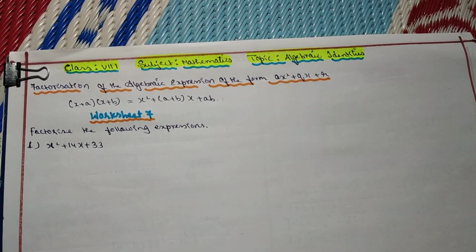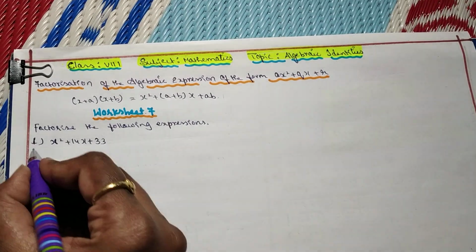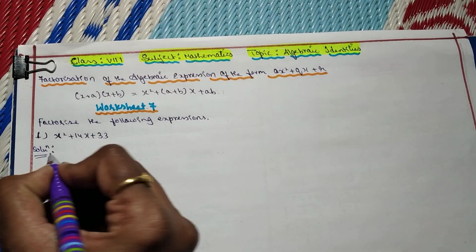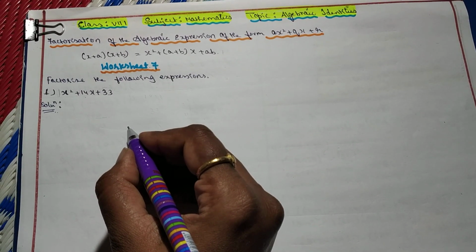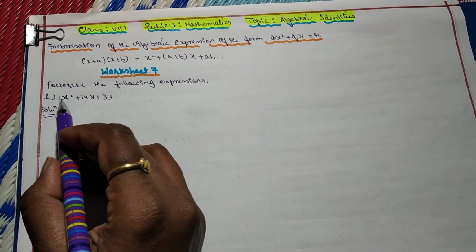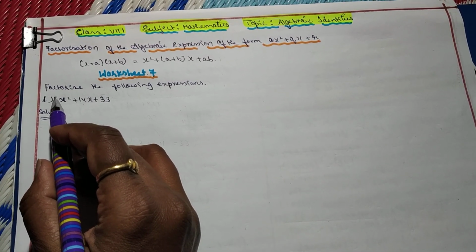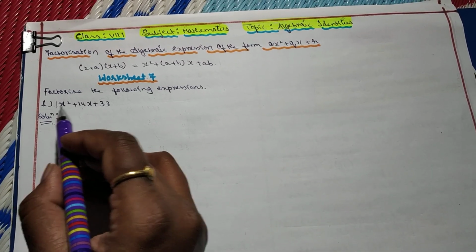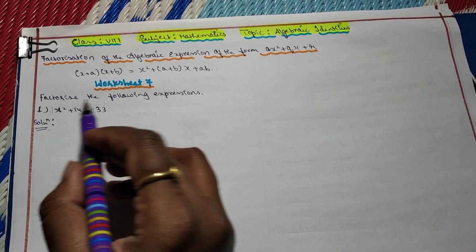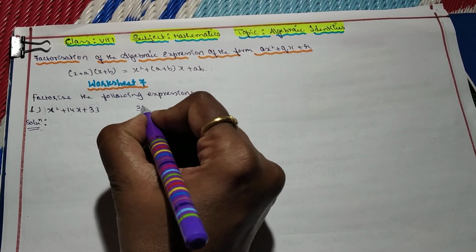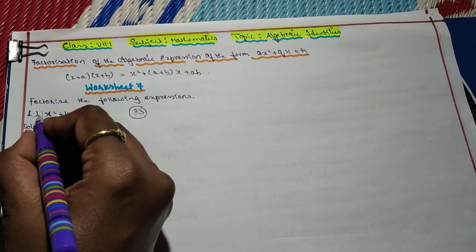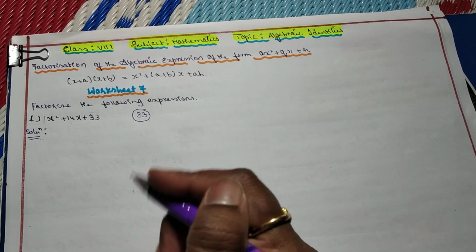So the first question given is x square plus 14x plus 33. Here are the steps to be followed for such kind of question, children. The first step is taking the product of the constant and the coefficient of x square. What is the coefficient of x square here? 1. And the constant is plus 33. If I multiply these two, 1 into 33 is 33. So the first step is taking the product of the constant with the coefficient of x square.